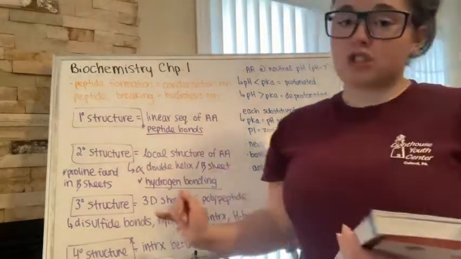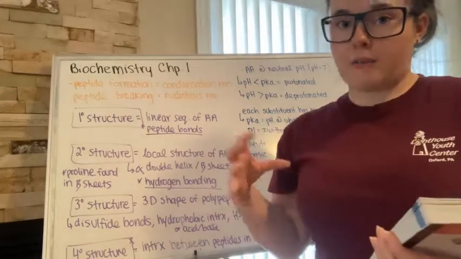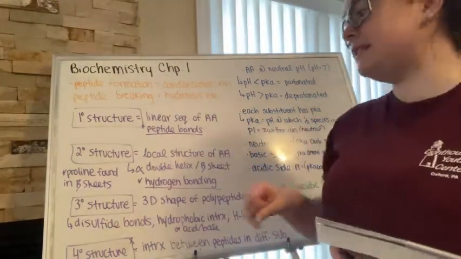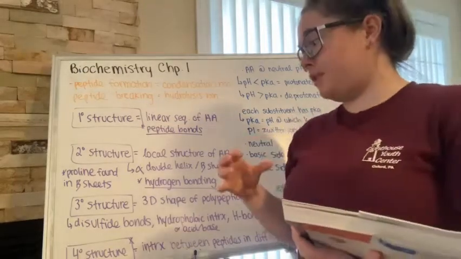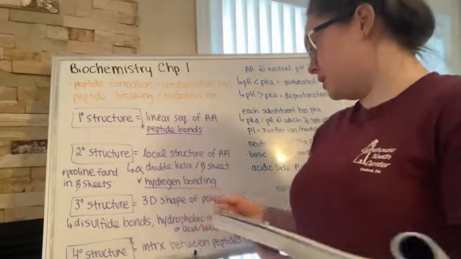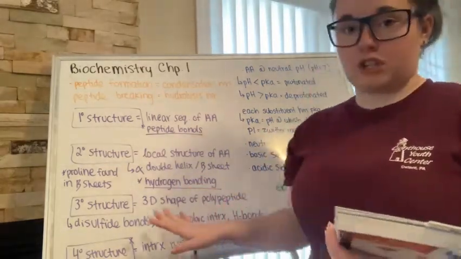So our tertiary structure is down here. That is the 3D shape of the polypeptide, so it is interacting with itself. And this can happen through disulfide bonds, hydrophobic interactions, acid-base interactions, or hydrogen bonding. So that all can play a role in tertiary structure.